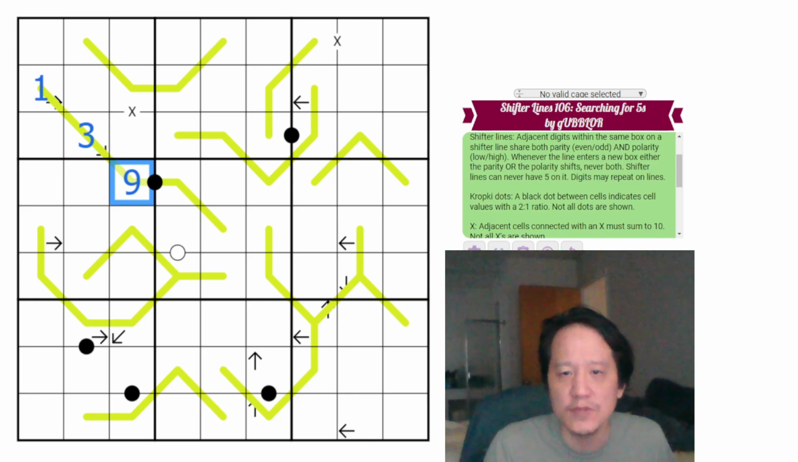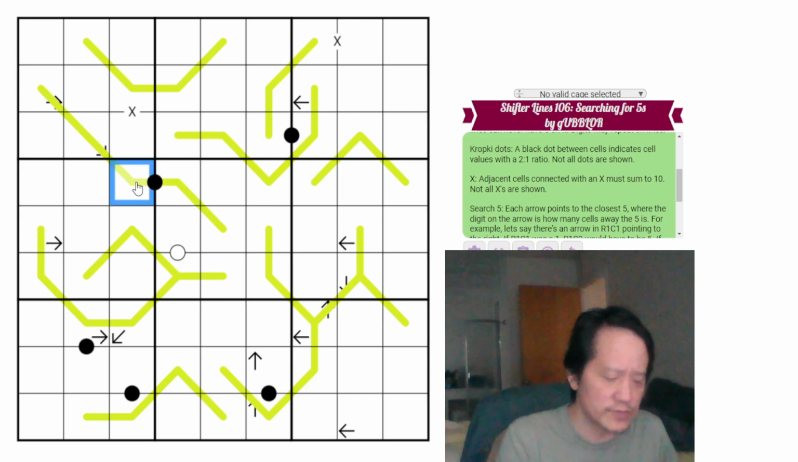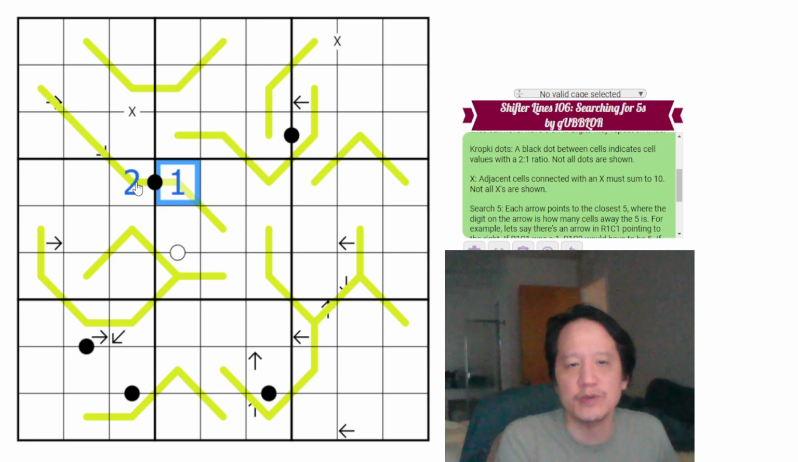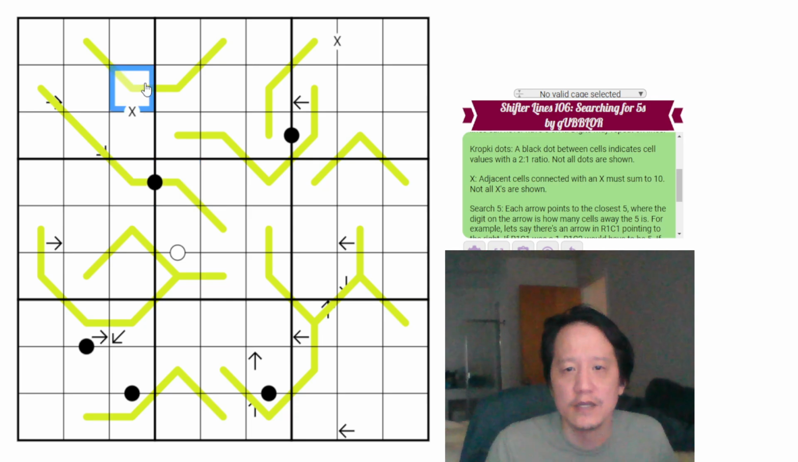Okay. Next rule, crop key dots. Black dot between cells indicates cell values with a 2-to-1 ratio. Not all dots are shown. So that means if this were a 2, this would have to be a 1 or 4 because one has to be double the other. X: adjacent cells connected with an X must sum to 10. Not all X's are shown. So that means these digits must add up to 10, which means if this was a 7, this would have to be a 3.